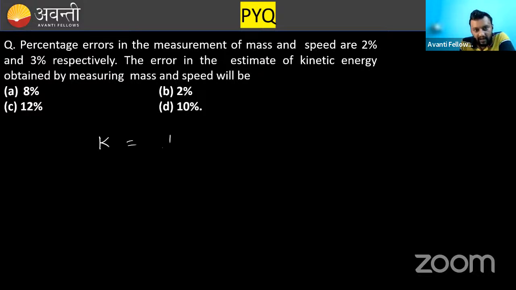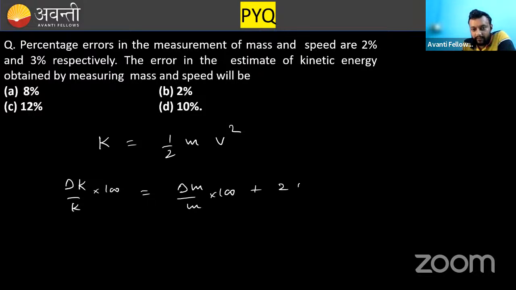Kinetic energy is half m v square. You should solve it before me. Percentage error in K is delta K by K into 100, which equals half has no error, delta m by m into 100 plus 2 times delta v by v into 100.